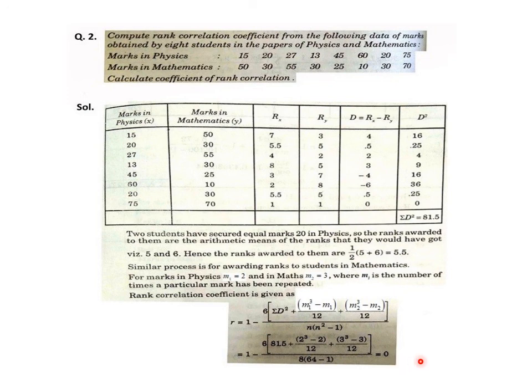As you know, r may be any value between minus 1 and plus 1. If it is 0, what kind of conclusion can be taken for this problem? That the data is neither consistent nor inconsistent. So it was about the rank correlation coefficient, all the important points.